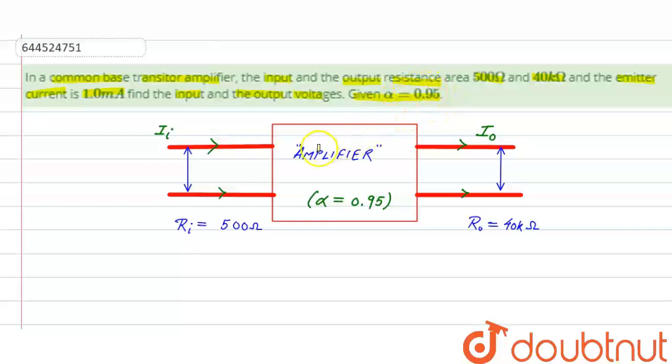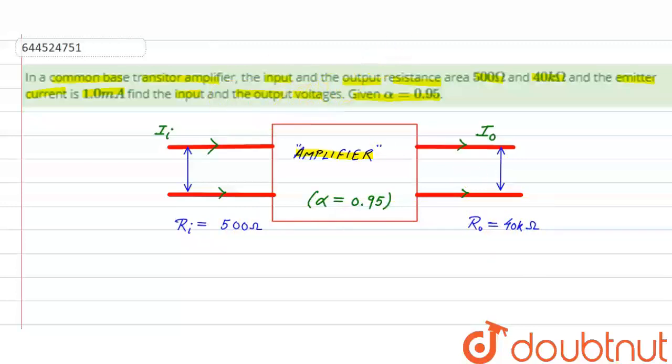Actually, the simplified version of this question has been drawn by me already for you below the question. Just below the question, I'm talking about this figure only. This box is a schematic representation of an amplifier with an alpha, that is current gain, of 0.95. So this is the input part and this is the output part. Input resistance is mentioned as 500 ohm and output resistance as 40 kilo ohm. We need to calculate the input and output voltages.